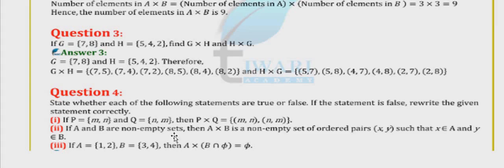Now A and B are non-empty sets, meaning there is at least one element in A and B. Then is A cross B a non-empty set? Yes, definitely, because if A contains something and B contains something, then A cross B will also contain something. Similarly, if A is {1, 2} and B is {3, 4}, what will be A cross (B intersection 5)? B intersection 5 is empty, because this is the common intersection, and A cross empty set will be simply empty, by set theory.